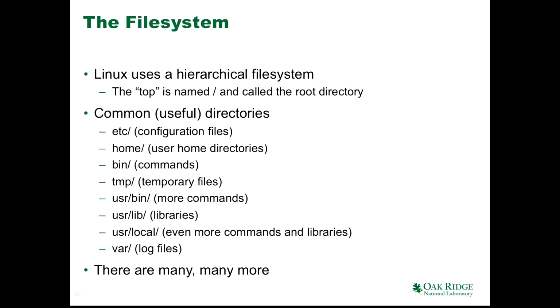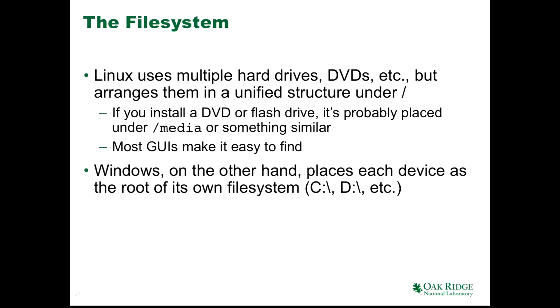Some common directories that we might see: etc, also called etc, has a lot of configuration files. There might be a directory called home, which contains user home directories, directories for commands, temporary files, libraries that the programs we create might need to use, and directories for log files, and there's quite a few others. These can differ greatly from system to system.